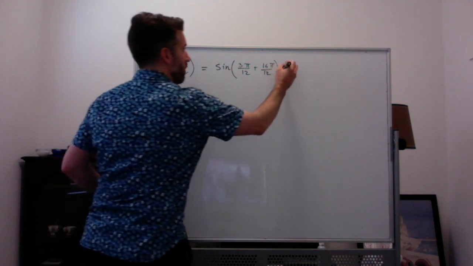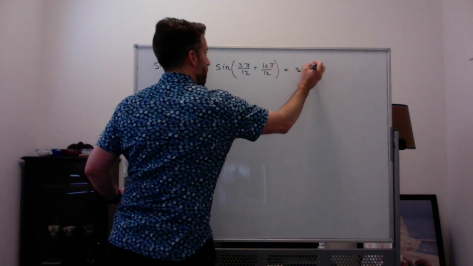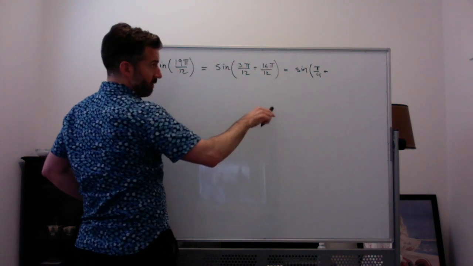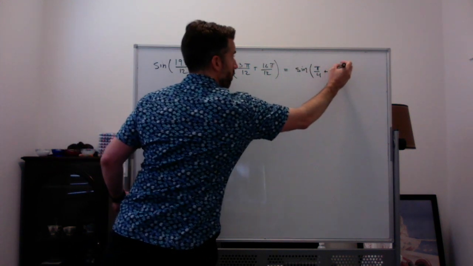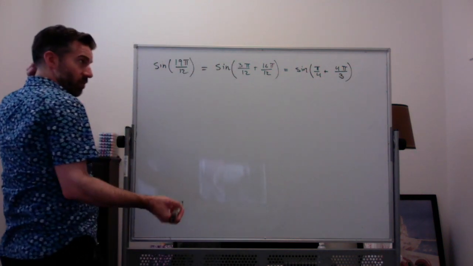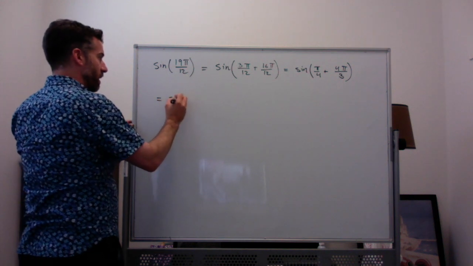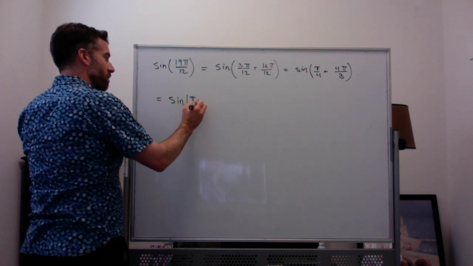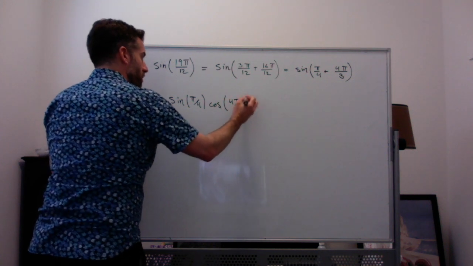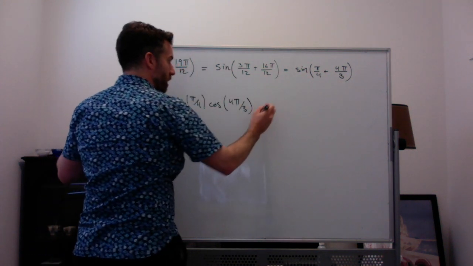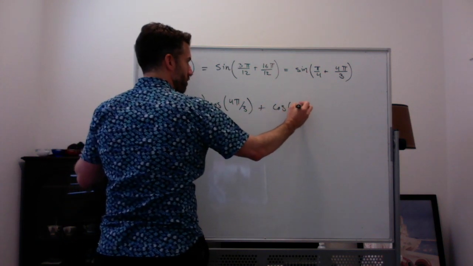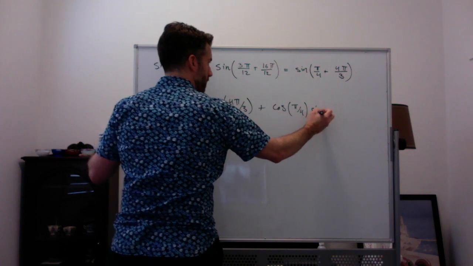So this is sine of pi over 4 plus, let's see, both of those have a factor of 4. 16 divided by 4 is 4, and 12 divided by 4 is 3. So that's how I'm going to write that. And then that's going to be sine of the first angle times cosine of the second angle, plus, and then you change the order, so it's cosine of the first angle times sine of the second angle.